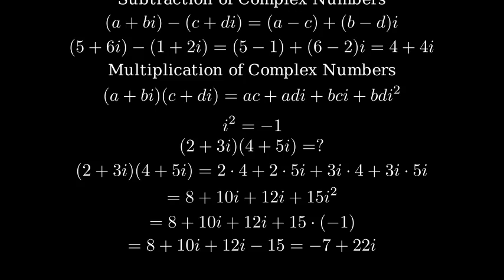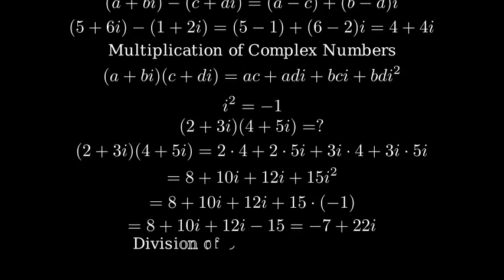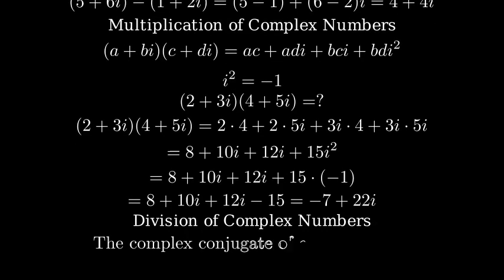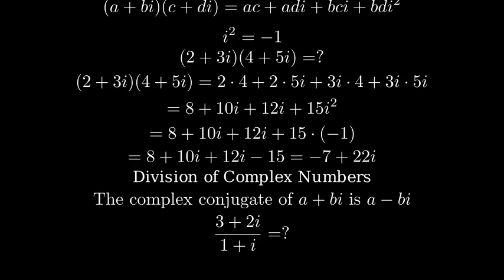For division of complex numbers, we use a technique called rationalization. We multiply both the numerator and denominator by the complex conjugate of the denominator. The complex conjugate of a plus bi is a minus bi. For example, let's divide 3 plus 2i by 1 plus i.